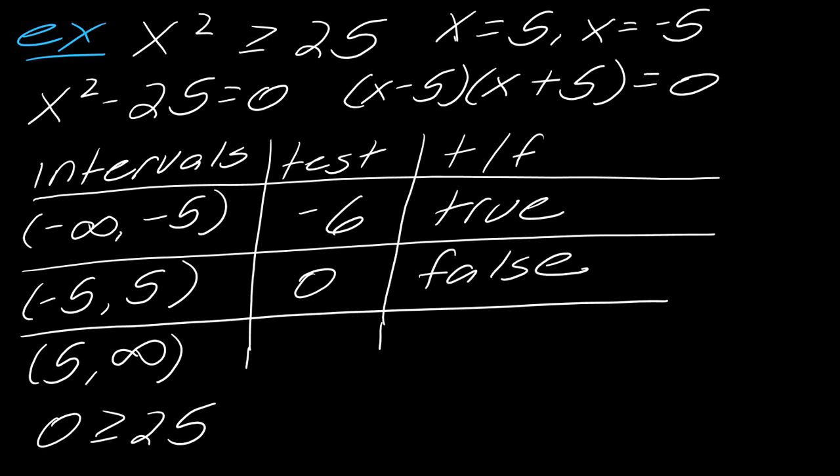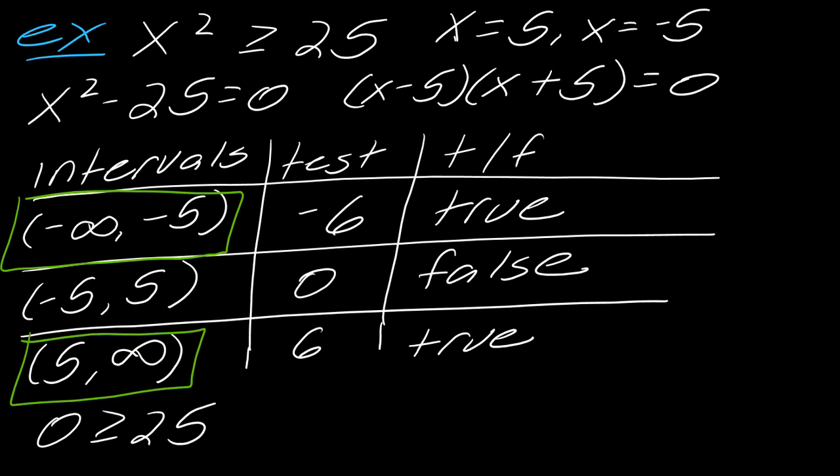And then for the last one, if I choose 6, I'm going to get the same result as when I did -6. It's still going to give me 36 greater than 25. So this is going to be true once again. And so in this case, now I have two intervals. Let me erase this real quick.